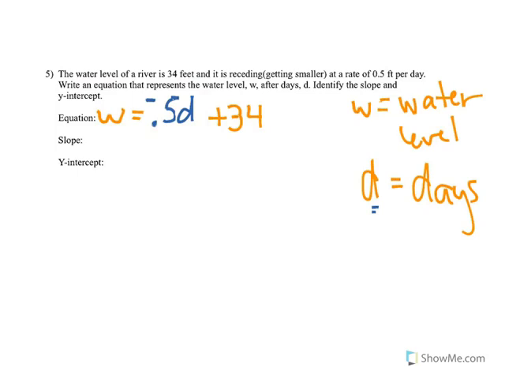So our slope is 1/2, and it's negative, -1/2. Or you could put -0.5. And the y-intercept is 34, because that is what we're starting out at.